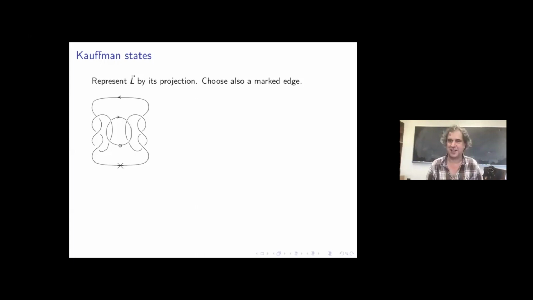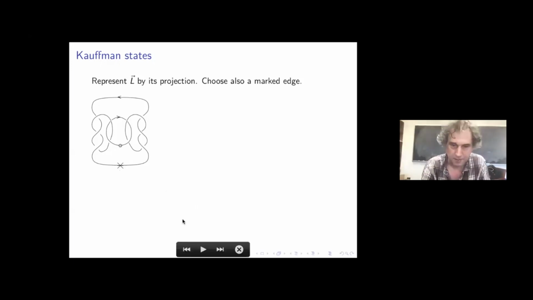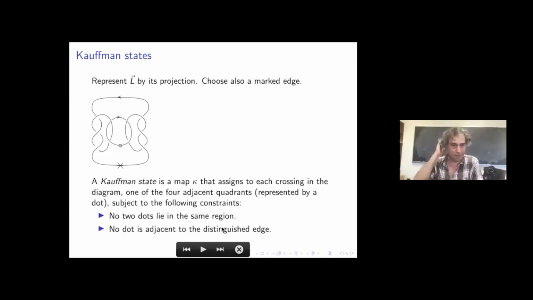So just said again, I'm going to have a link projection. The global minimum I'm going to put a star on, and I'm going to forget about that component, and all the other components I'm going to put a big gray dot on somewhere on the edge. Okay, so that's the basic data, how we represent a link. Now a Kauffman state is a map that associates to each crossing one of the four adjacent quadrants, and it's subject to the following constraints. No two dots lie in the same region, and no dot is adjacent to the distinguished edge.